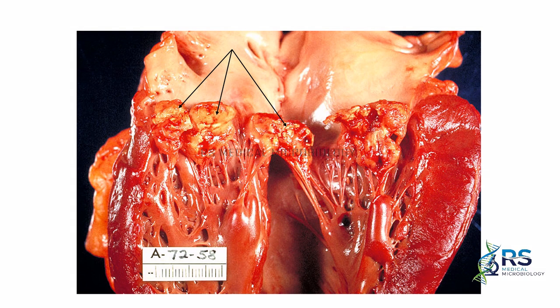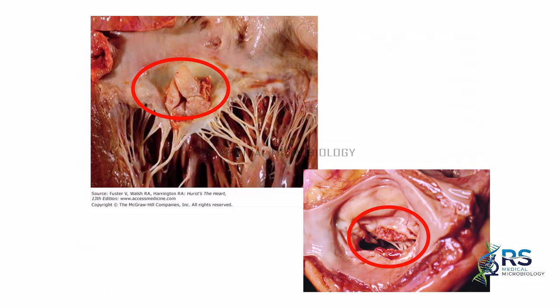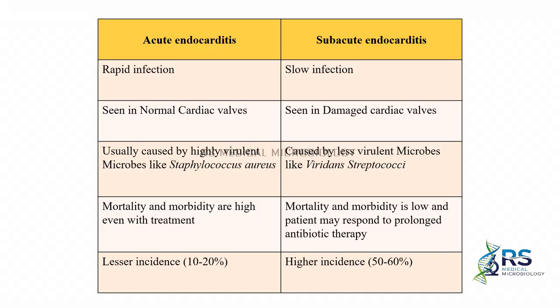This is how it looks on a histopathological image. These are the vegetations which have already been seen in all the textbooks. If you want to differentiate between acute and subacute, acute endocarditis is a rapid infection compared to subacute endocarditis, which is comparatively slower. Acute happens in a normal cardiac valve and subacute happens in somewhat slightly damaged valves.